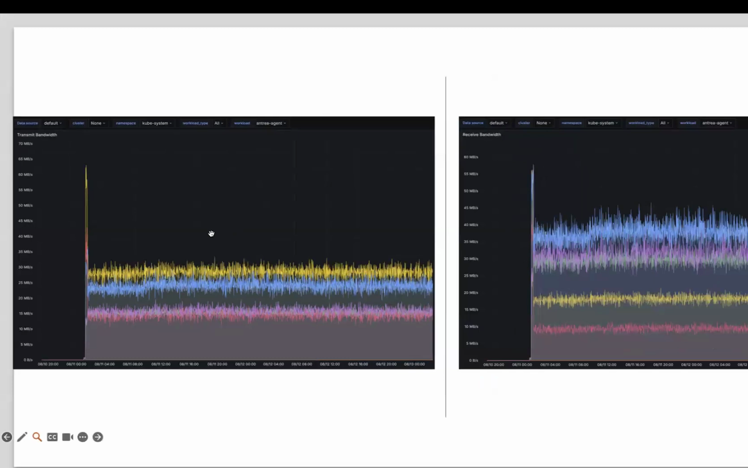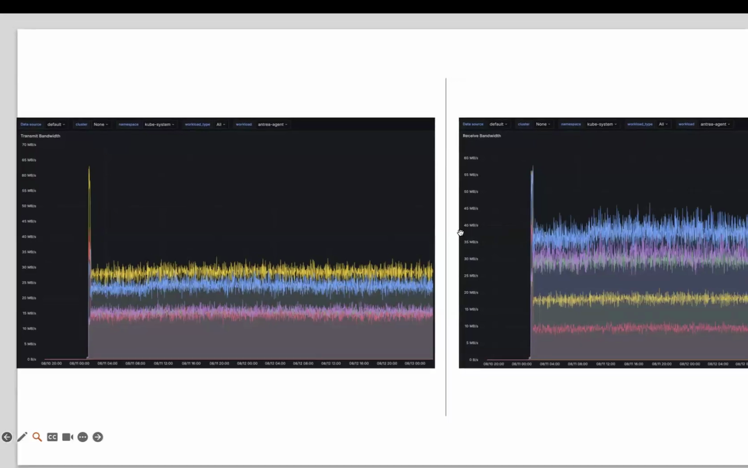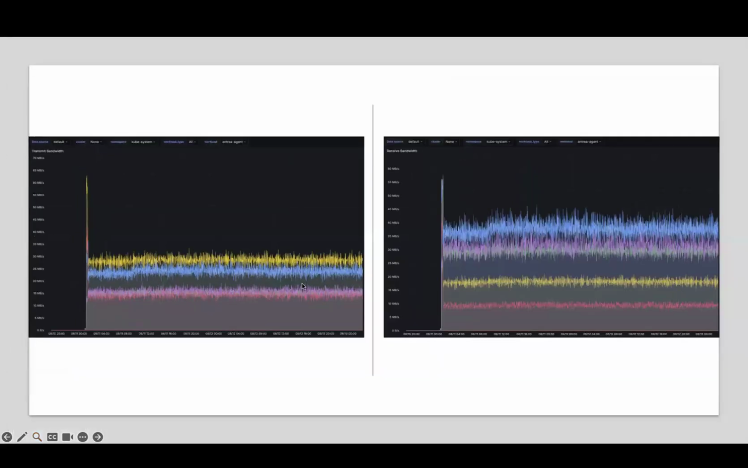And again, there is a difference between transmit and receive bandwidth. Here you can see the y-axis. Here it is 30 MB per second. Here it goes as high as 45 MB per second. But the pattern remains almost the same.